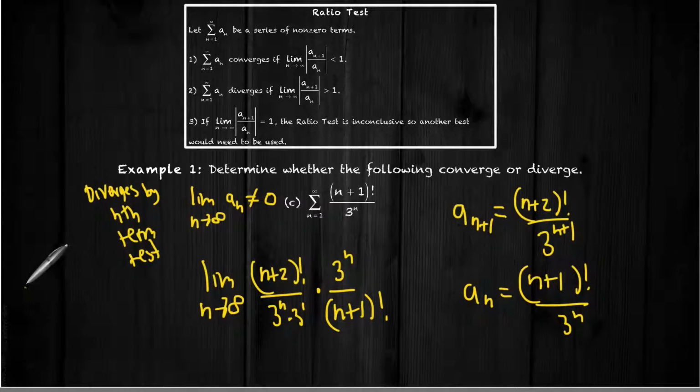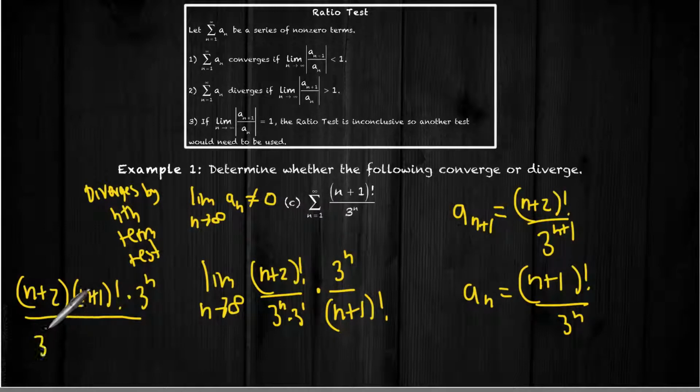this (n plus 2) factorial, as we talked before, is just going to be the number n plus 2 times the number that came before it, (n plus 1) factorial. And that's going to be times 3 to the n over 3 to the n times 3 to the first times (n plus 1) factorial. All right, now that we got everything broken down, we're going to cancel. That's gone, that's gone, that's gone, that's gone.